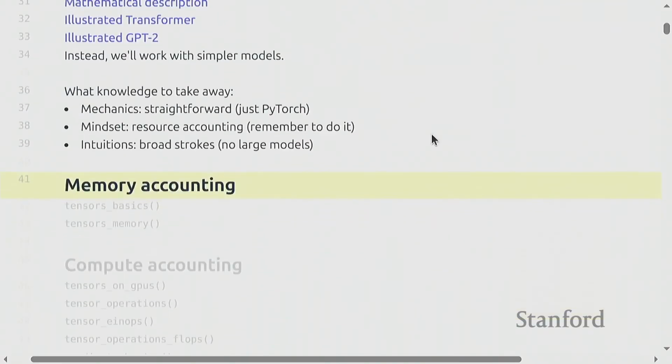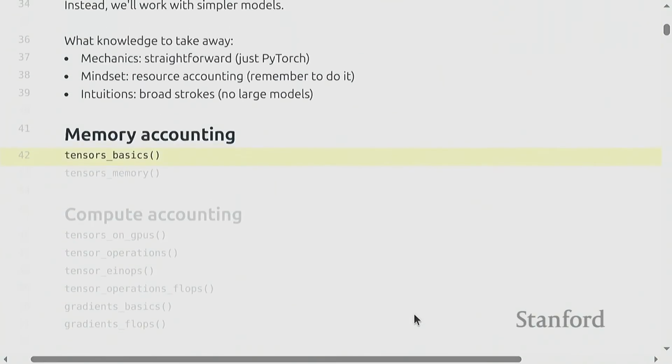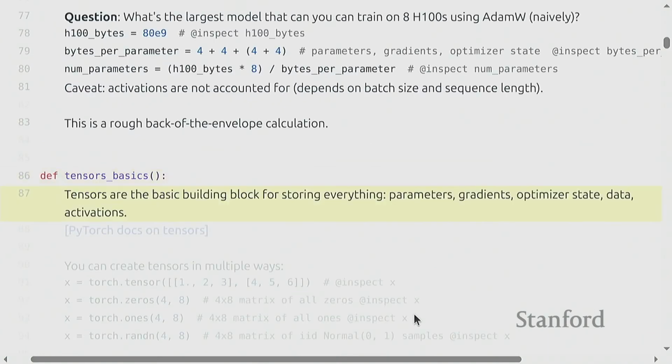Okay, so let's start with memory accounting. And then I'll talk about compute accounting, and then we'll build up bottom up. Okay, so the best place to start is a tensor. Tensors are the building block for storing everything in deep learning: parameters, gradients, optimizer state, data, activations. There's sort of these atoms.